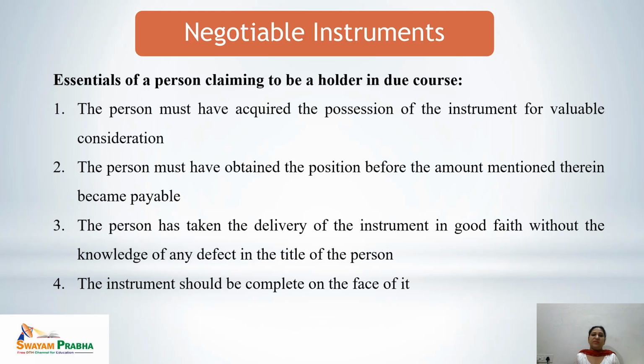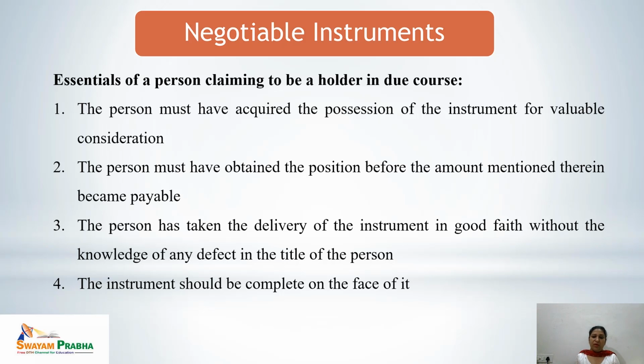So there are a few essentials of a person claiming to be a holder in due course. That means, if we consider a person as a holder in due course, there are a few essential conditions which must be fulfilled. One, the person must have acquired the possession of the instrument for valuable consideration. That means some kind of consideration must have been paid to get that negotiable instrument. And the person must have obtained the possession before the amount mentioned therein becomes payable.